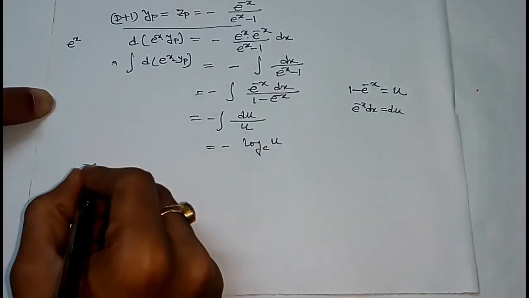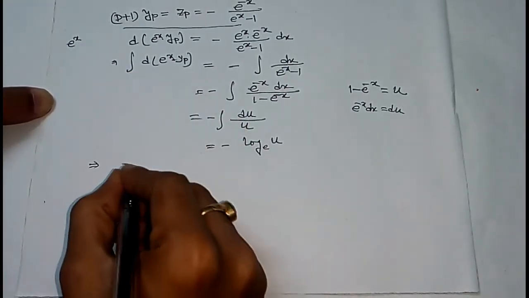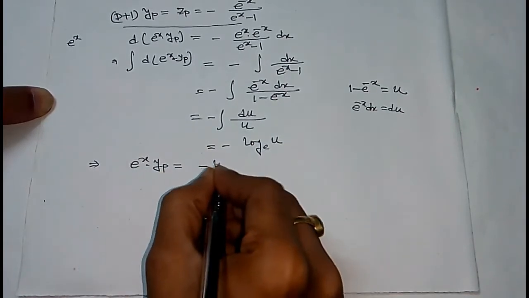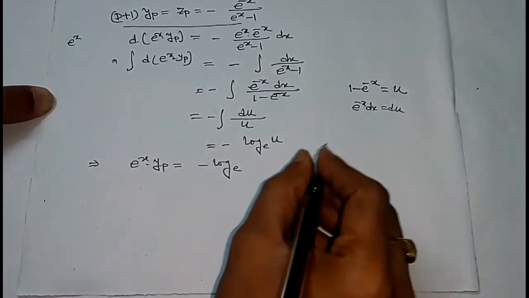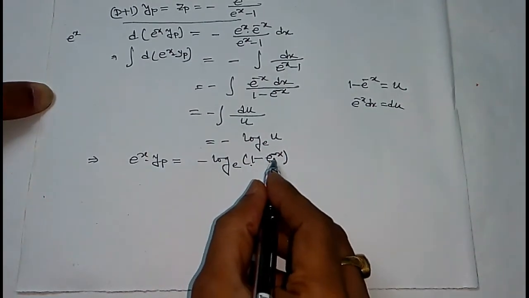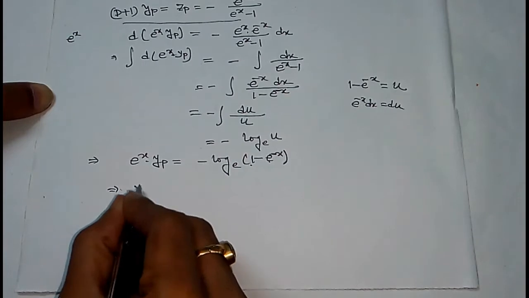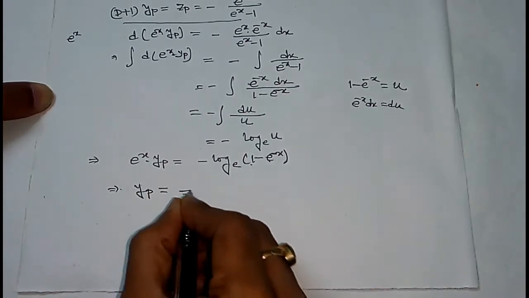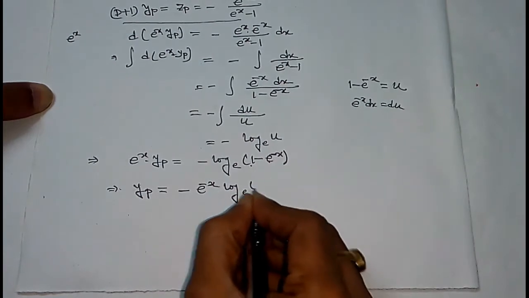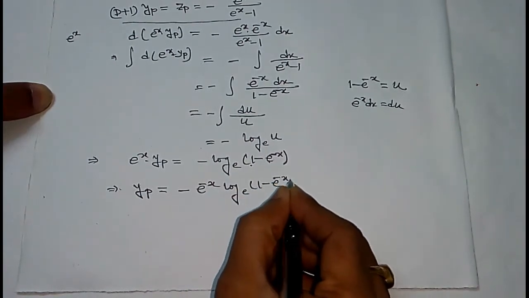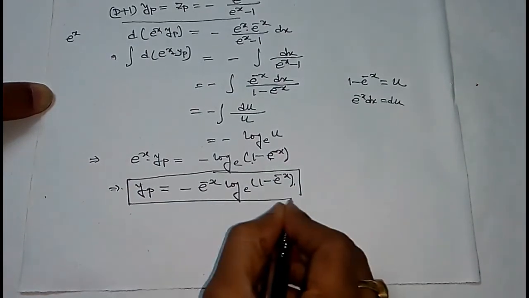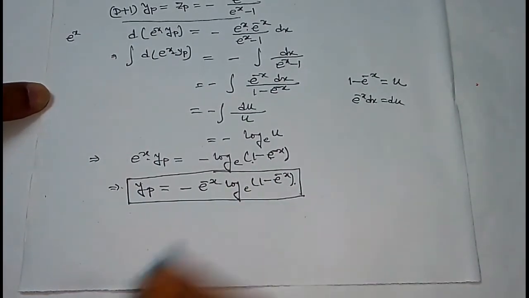So the left hand side, after the integral, becomes e to the power x into yp, and that is equal to minus log base e of u. And what is the value of u? u is 1 minus e to the power minus x. From this we find yp equal to minus e to the power minus x log base e (1 minus e to the power minus x). So this is the required particular integral, or PI, of the equation.